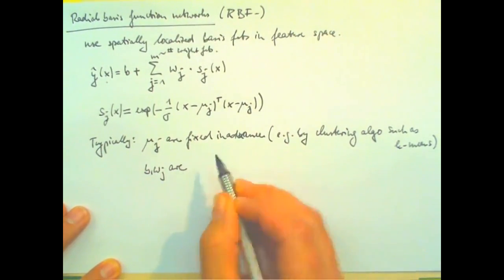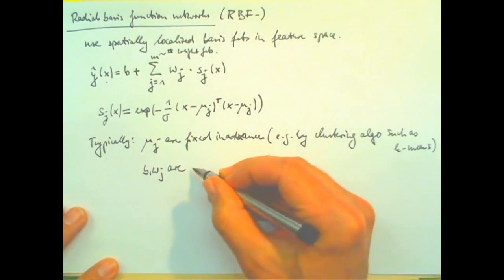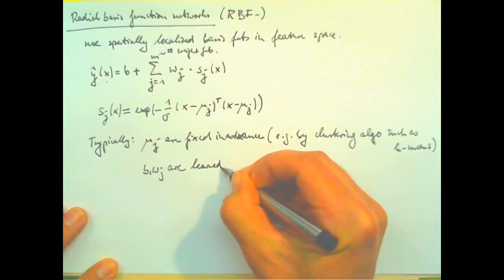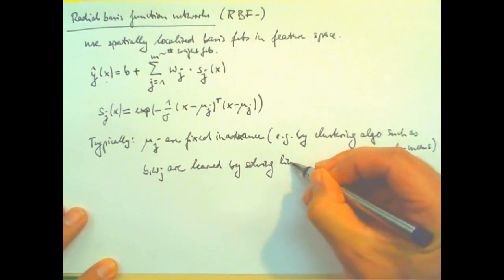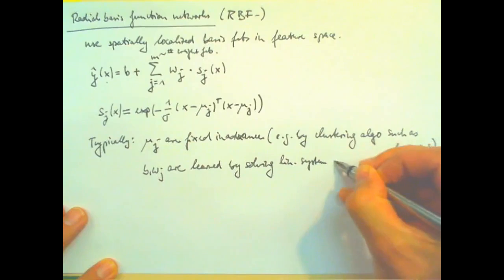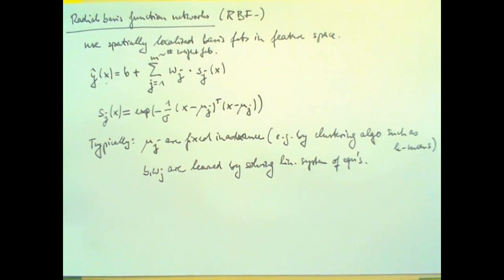And if the mu j are fixed, then these are learned easily by solving a linear system of equations, which you derive simply by minimizing the sum of squared residuals. So it's in essence a regression problem that you are solving here.